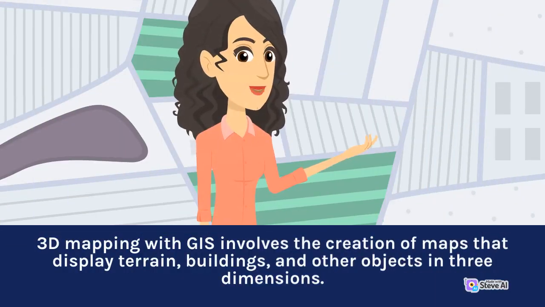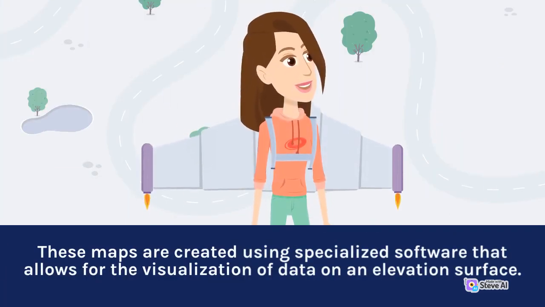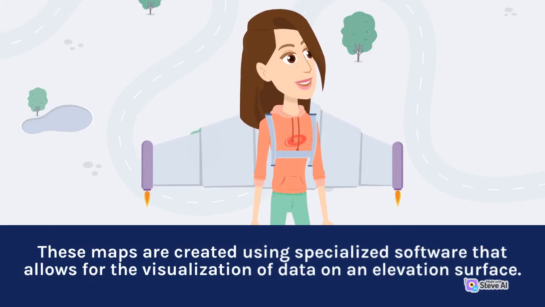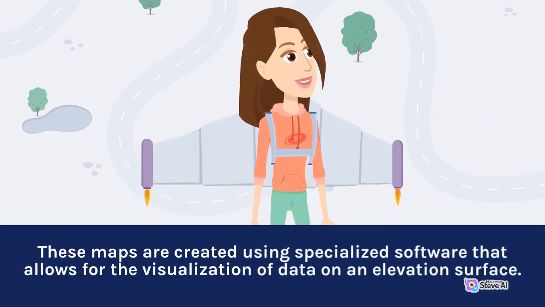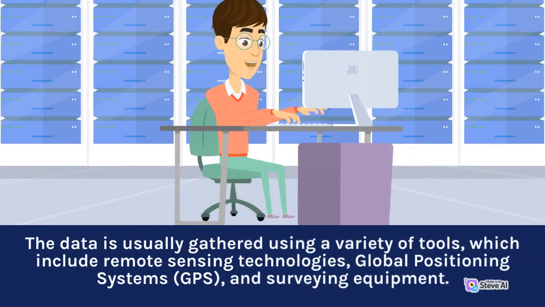3D mapping with GIS involves the creation of maps that display terrain, buildings, and other objects in 3 dimensions. These maps are created using specialized software that allows for the visualization of data on an elevation surface. The data is usually gathered using a variety of tools, which include remote sensing technologies, global positioning systems, GPS, and surveying equipment.